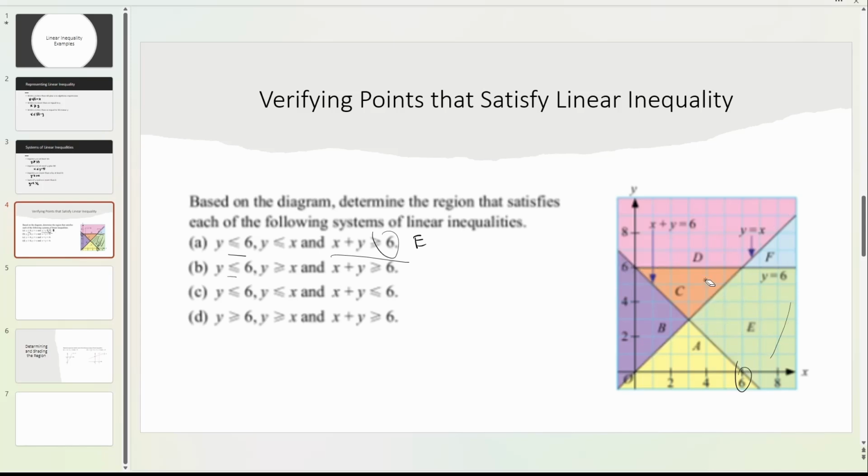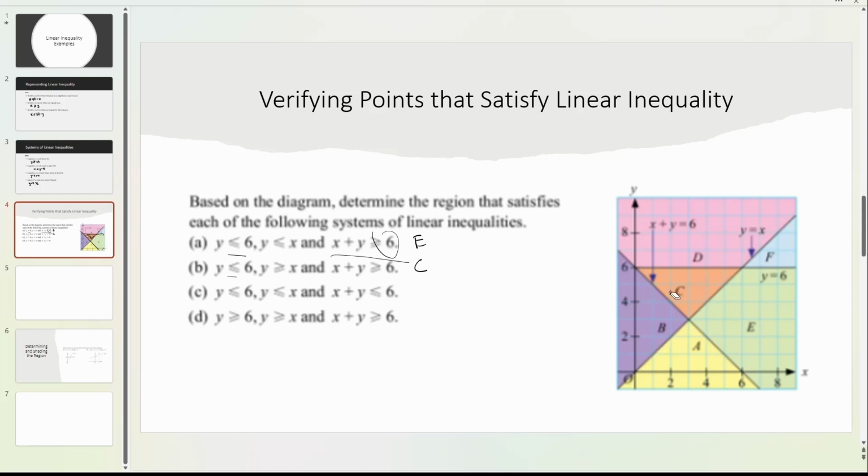Let's try another example. Question B, y is less than or equals to 6. So that means it's down here. Y is more than or equals to x. This means on this diagonal line, it is around this area. And x plus y is more than or equals to 6, meaning that it is above this area. So we can see that the region specified is region C.